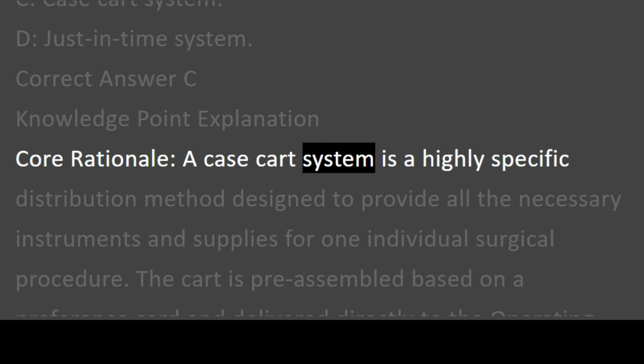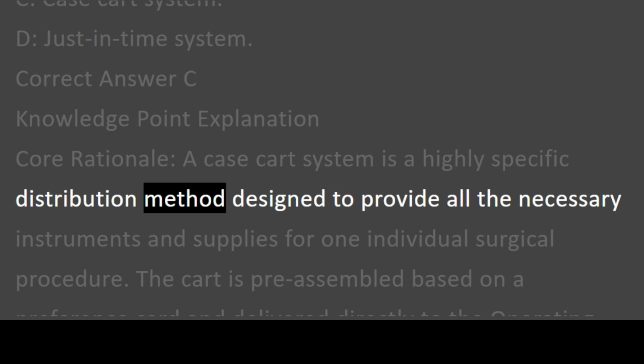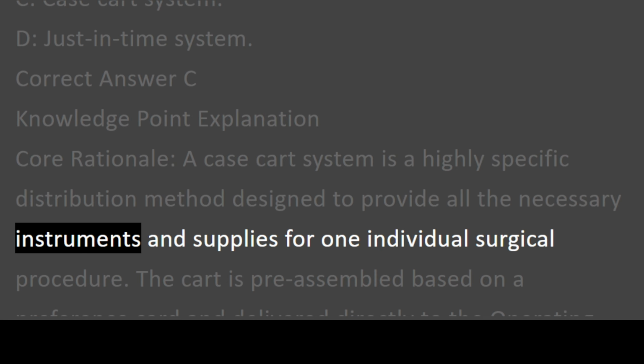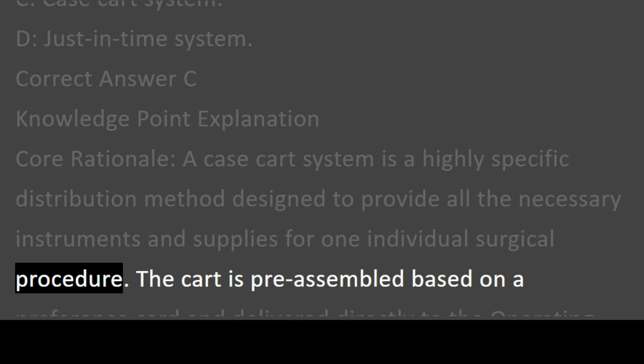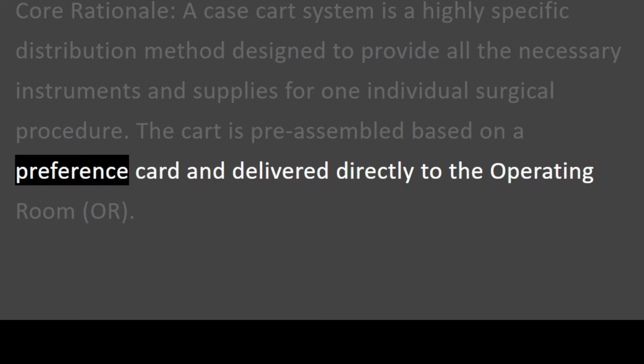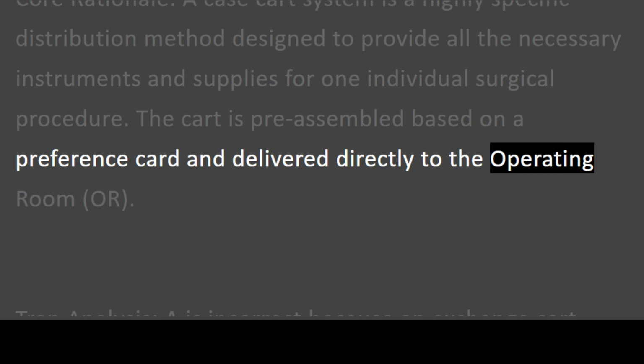A case cart system is a highly specific distribution method designed to provide all the necessary instruments and supplies for one individual surgical procedure. The cart is pre-assembled based on a preference card and delivered directly to the operating room, or OR.